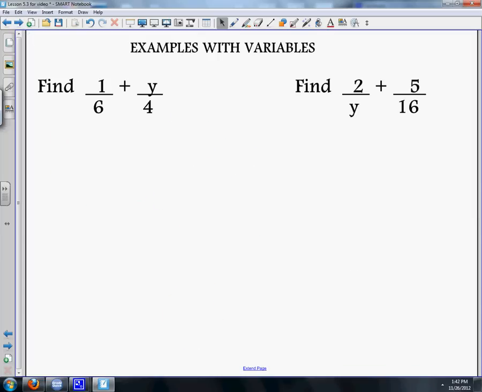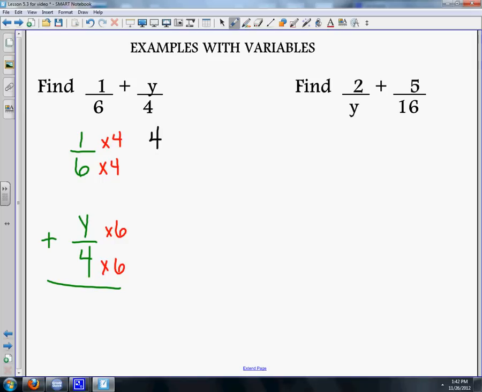So now there are going to be some examples with variables. If I want 1/6 plus y over 4, I'm going to add these together. I need to have a common denominator. So I am going to multiply both of these by 4 and both of these by 6. I'm just finding a common denominator. So this becomes 4 over 24, and this becomes 6y over 24.